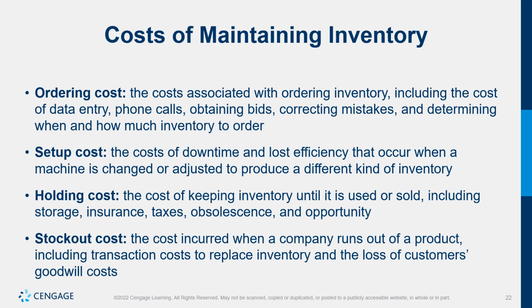Inventory cost is not the cost of the inventory itself. Maintaining an inventory incurs four kinds of costs: ordering, setup, holding, and stockout. Ordering cost is the cost associated with ordering the inventory. Setup cost is the cost of changing or adjusting a machine so that it can produce a different kind of inventory. Holding cost, also known as carrying or storage cost, is the cost of keeping inventory until it is used or sold. Stockout cost is the cost incurred when a company runs out of product.